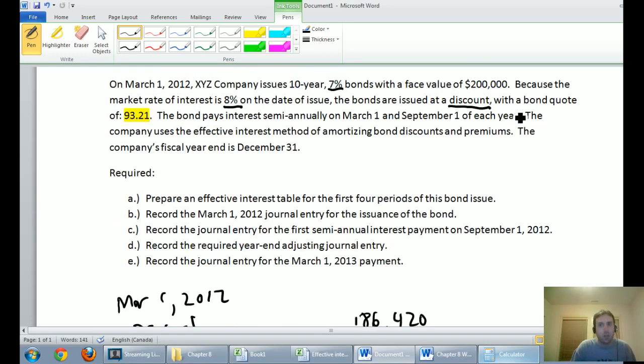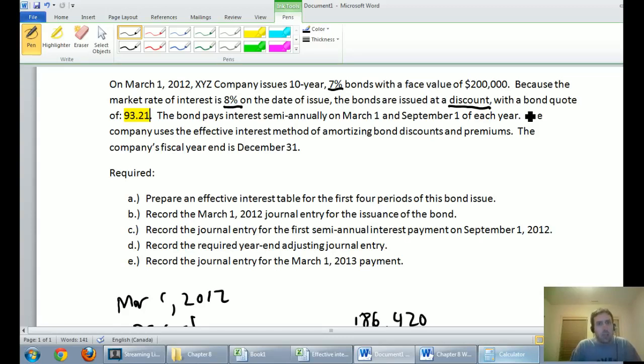It gives us the bond quote, and again, in Intro to Accounting, you'll be given the bond quote. If you're doing a corporate finance class, you actually have to learn how to derive those bond quotes, but that's beyond the scope of this video. The bonds pay interest semi-annually, so every 6 months. That's what semi-annually means. On March 1st and September 1st of each year.